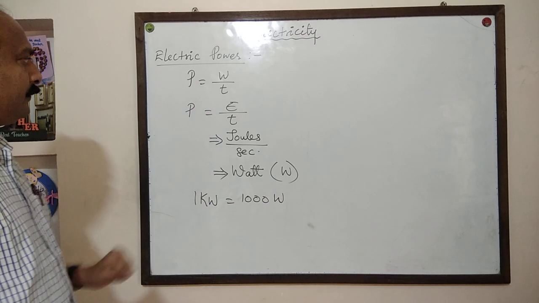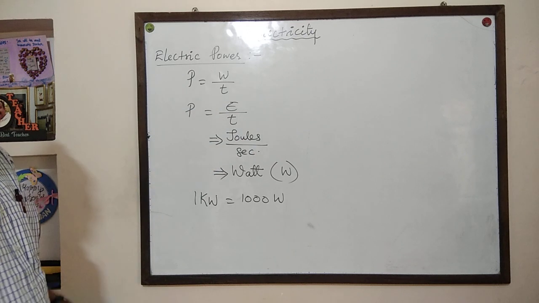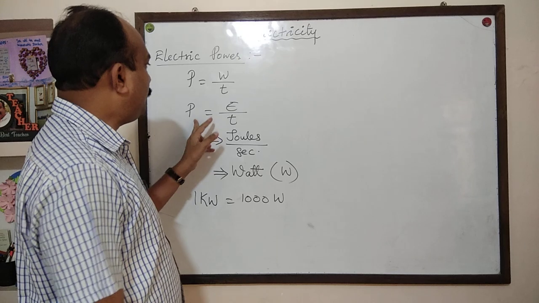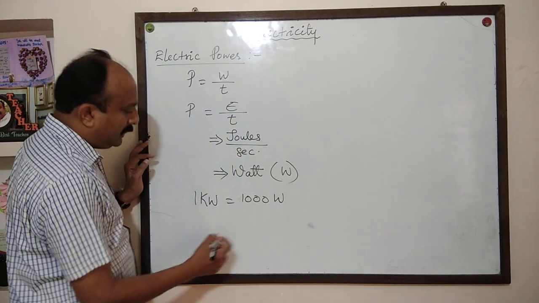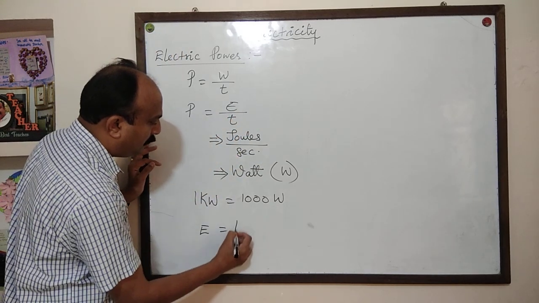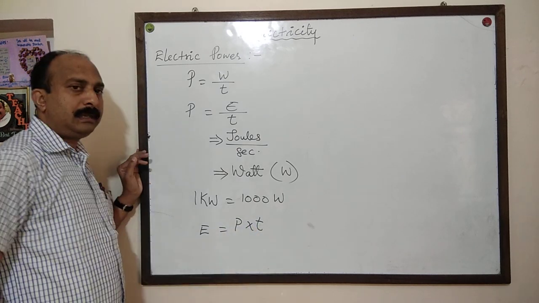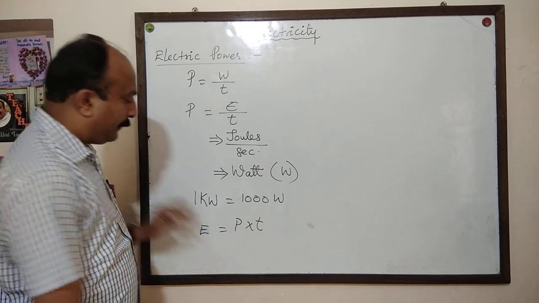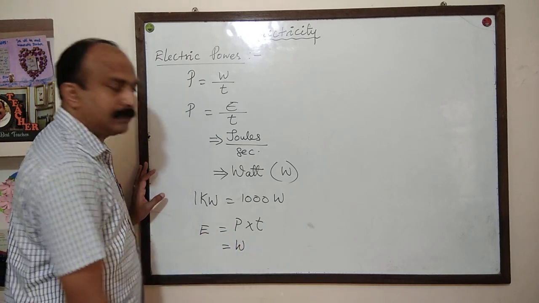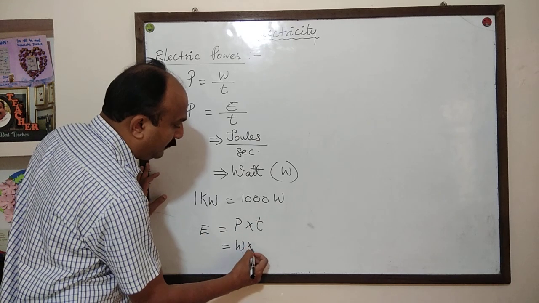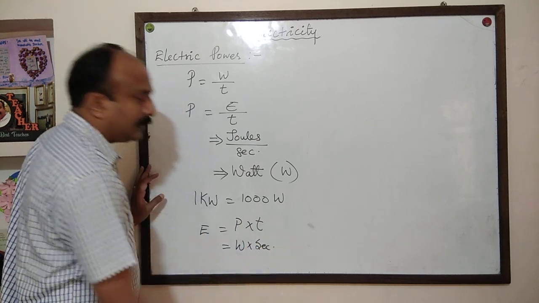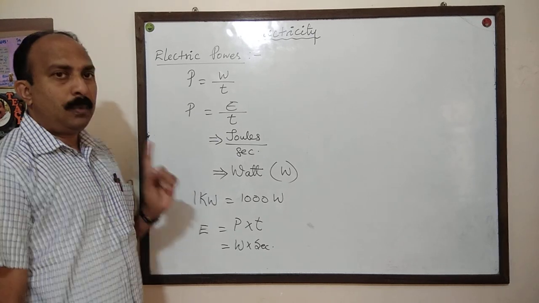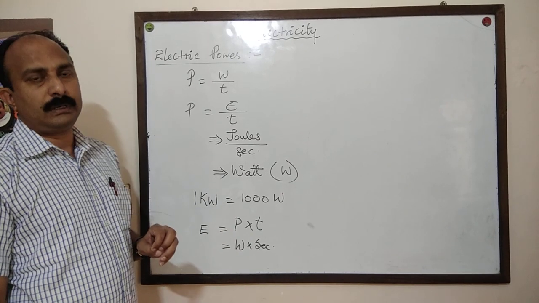Now using this formula P is equal to E upon T, we can find out the total energy consumption. Since P is equal to E upon T, E will be equal to P into T. That is, energy consumed is equal to power into time. Power is measured in watt in SI unit and time is measured in second. So it will be watt second. But watt second is a very small unit.